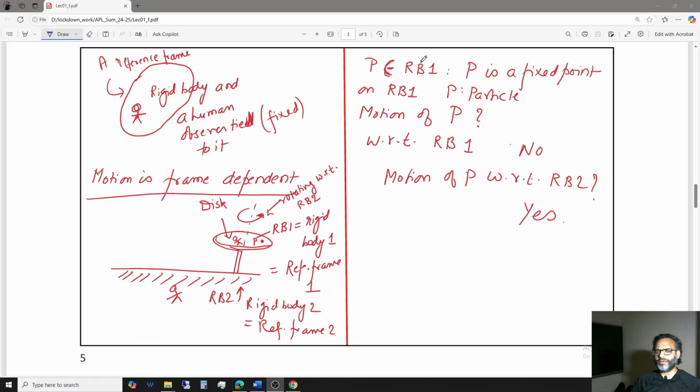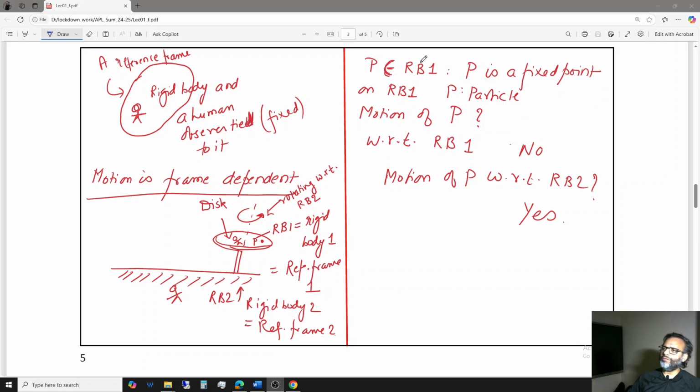No, the question is not complete, because there is no unique answer to this incomplete question. What is the motion of P? Not adequate. You should ask, what is the motion of P with respect to, say, RB1? Then I can answer the question. Similarly, you can ask, what is the motion of P with respect to RB2? Then I can answer the question. And I hope all of you can visualize this situation and answer the two simple questions.